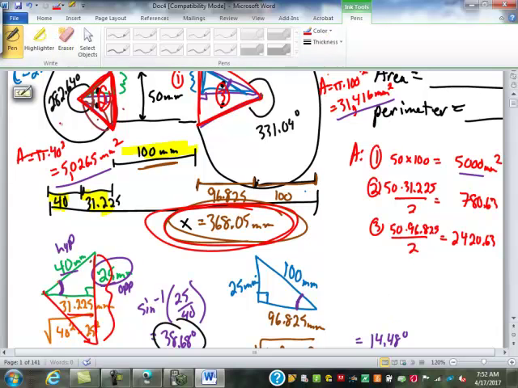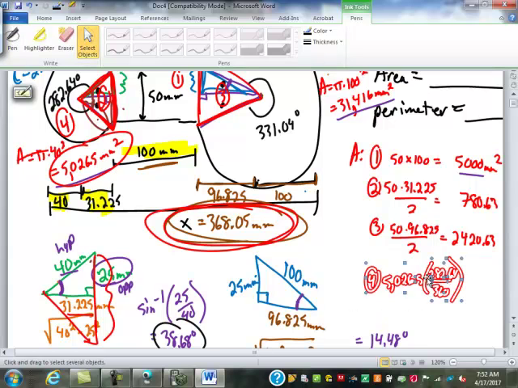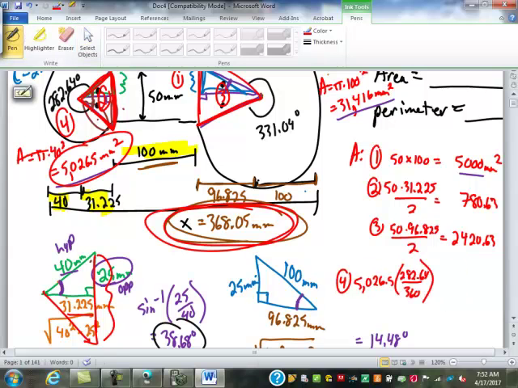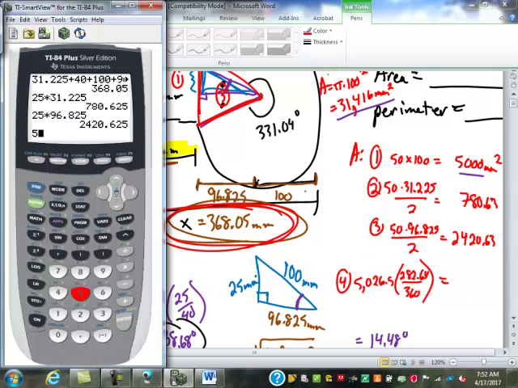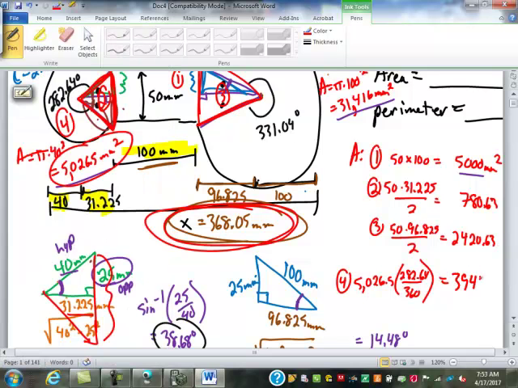Then we have section 4 over here. Section 4, we had us find the area of this whole circle. It's going to be the 5026.5 times that angle of 282.64 over 360. So 5026.5 times 282.64 divided by 360. 3946.36.